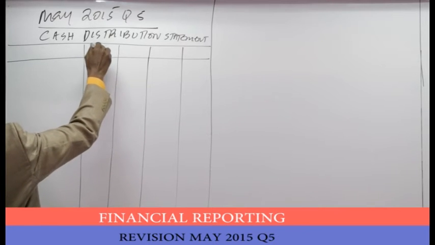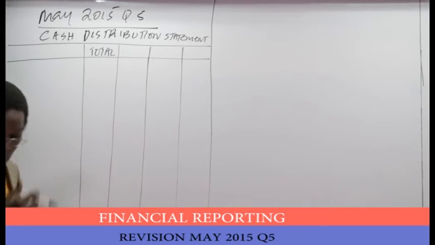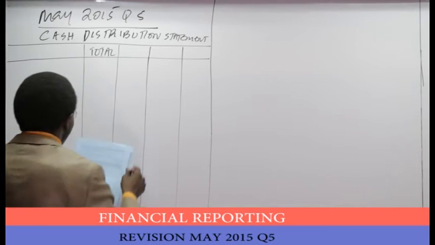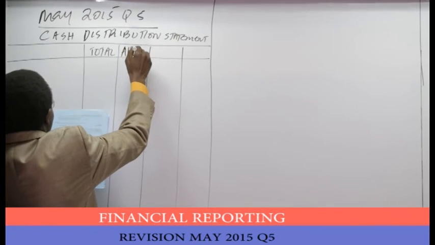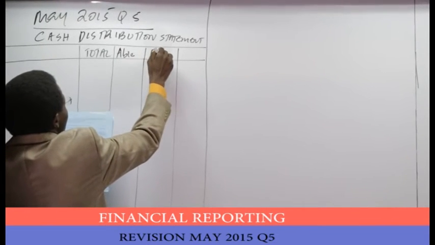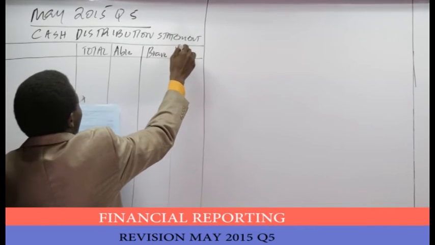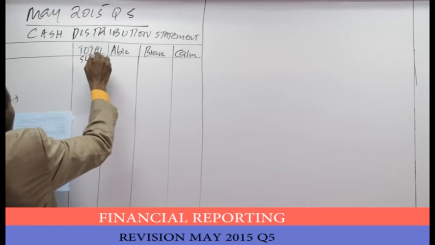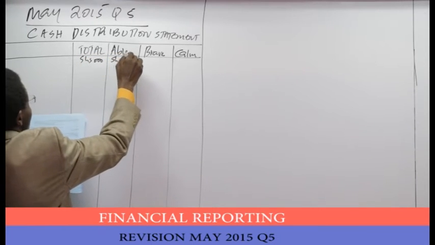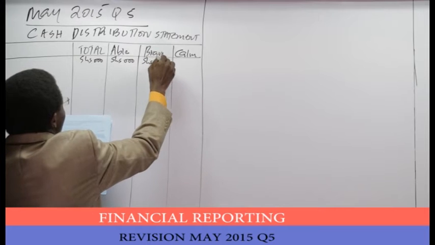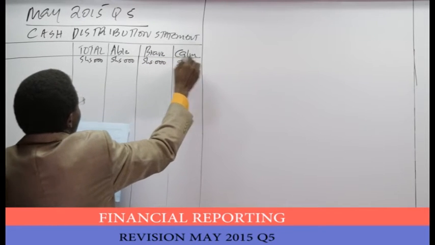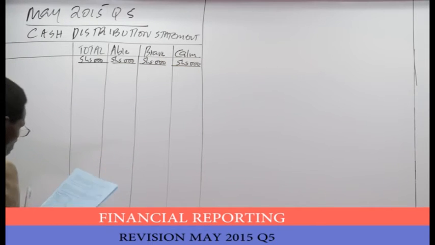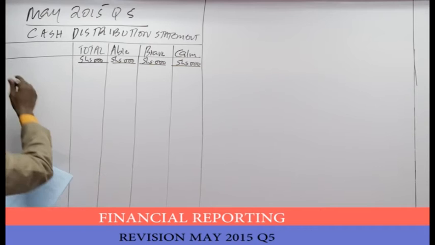This one will represent the total. The names of these partners: one of them is Able, Brave, Calm. So you start with the balances.